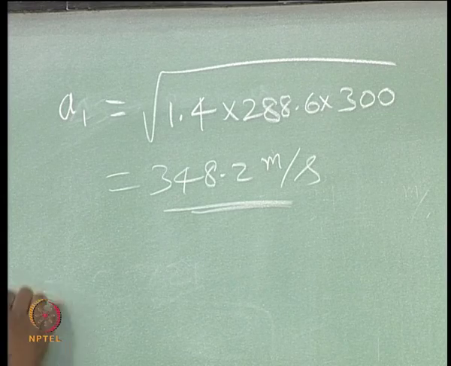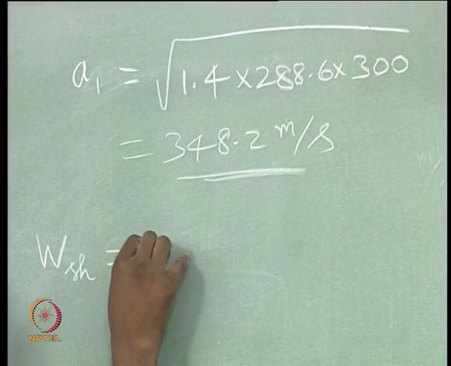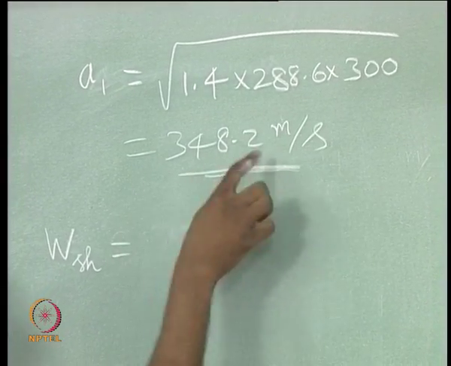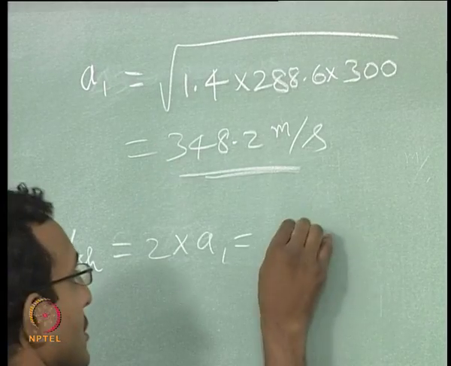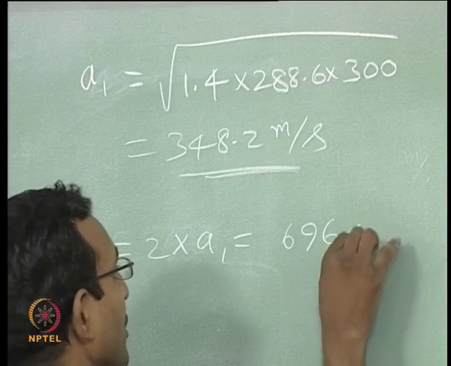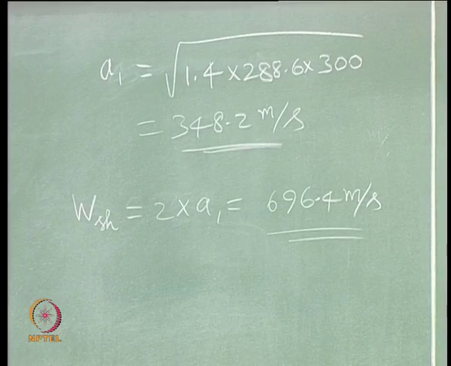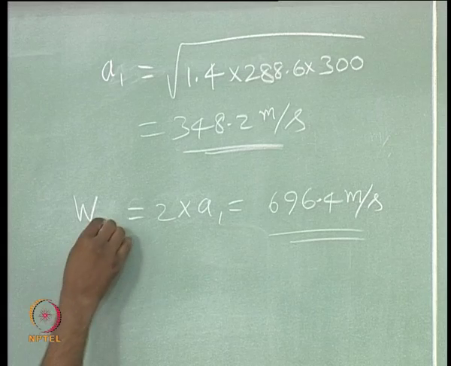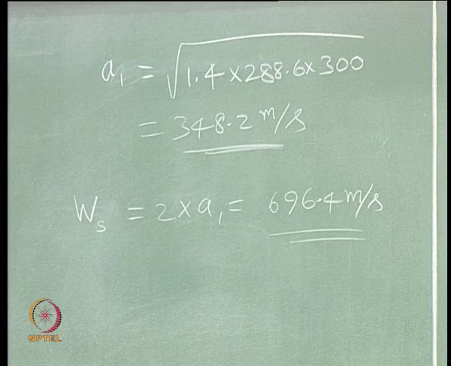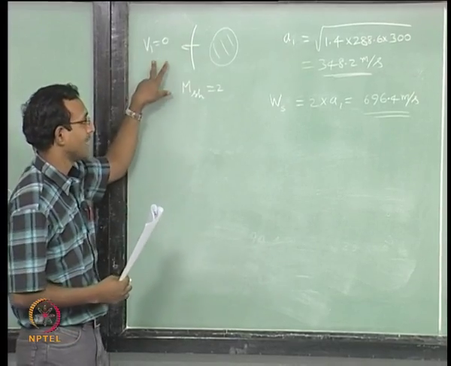My shock is moving at Mach 2, so it will be double this number, 2 into A1, which is 696.4 meter per second. This is my Ws, the speed of the shock with respect to my outside reference frame. This is my moving shock. Shock is moving into still air.